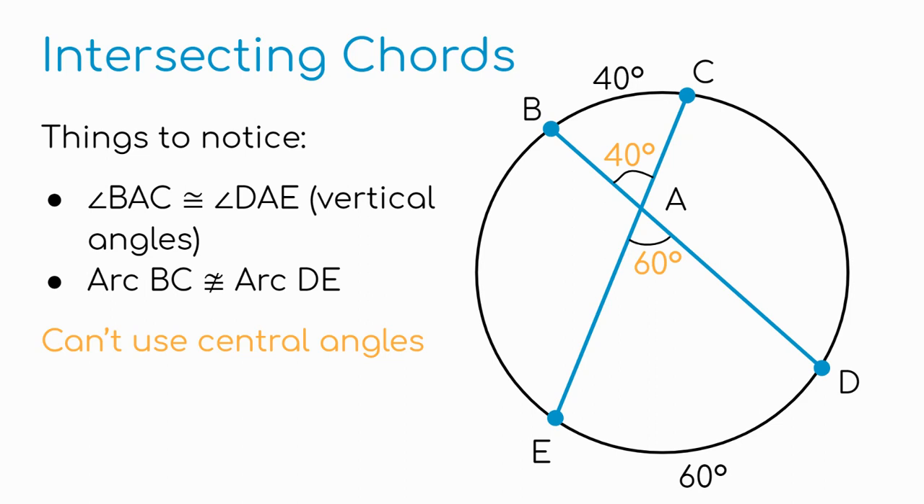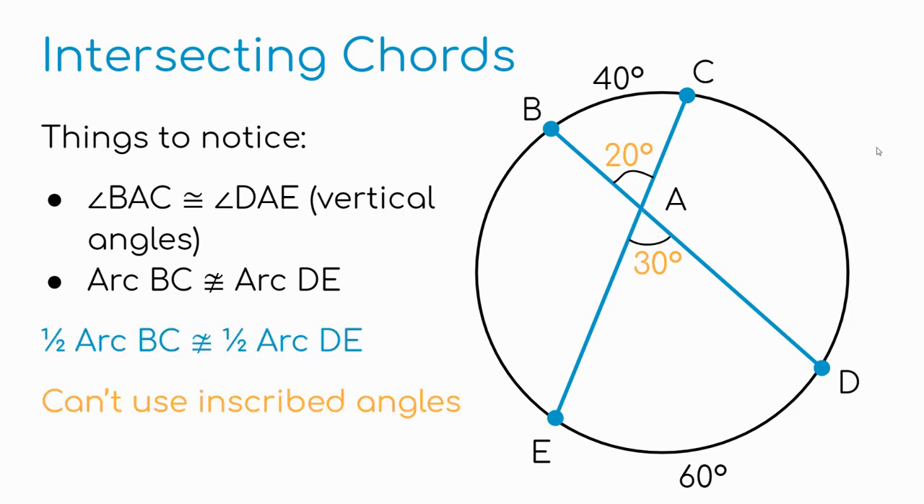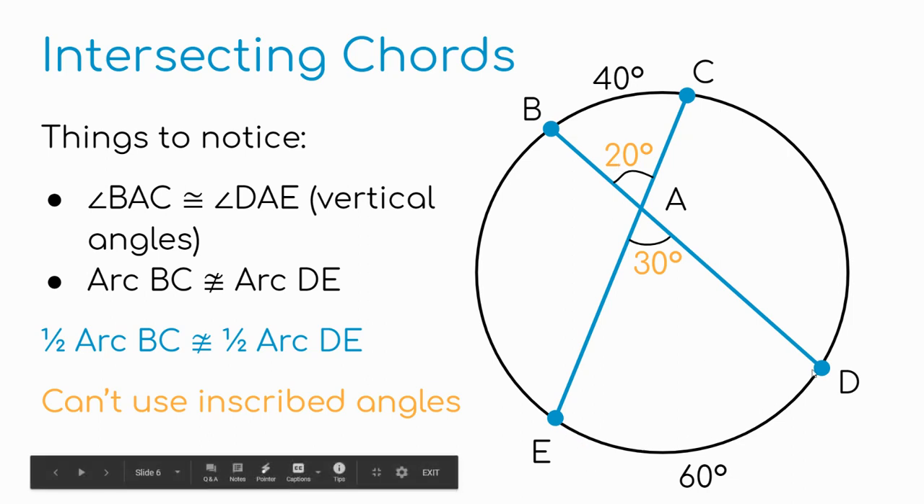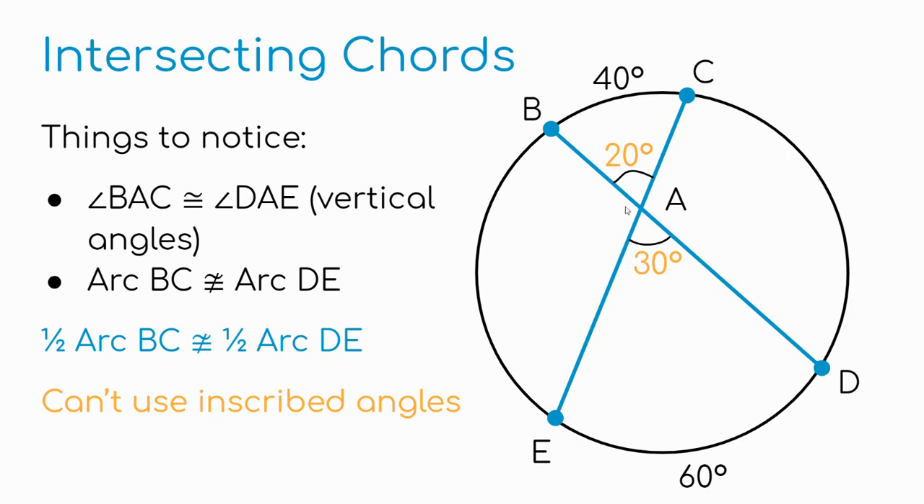So if we use the same rule as central angles, that would mean angle BAC is 40 degrees and angle EAD is 60 degrees. And that can't be true because the vertical angles have to be equal. These two have to be equal and they're not. So we can't use the same as central angles. We also can't use the same as inscribed angles. So inscribed angles are half the arc. So if I took half of BC, half of 40 is 20, half of ED is 30, they're still not equal. So we can't use half the arc.